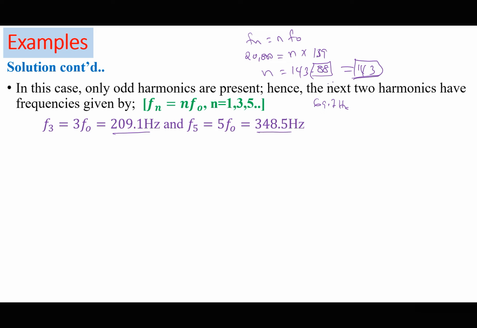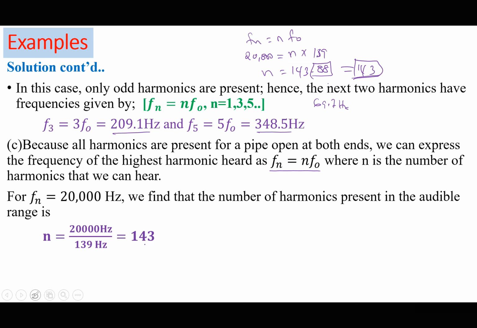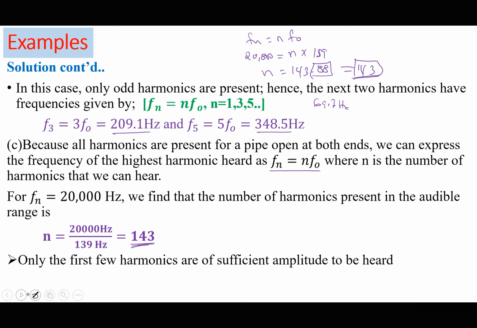So the answer is going to be 143. But of course, only a few harmonics are of sufficient amplitude to be heard by the human ear. So because all harmonics are present for an open pipe at both ends, we can express the frequency of the highest harmonic heard as being Fn equals N F naught, where N is the number of harmonics. And if we try to find the number of harmonics, it is approximately 143. And of course, not all of these harmonics are heard by the human ear. Only a few of them have enough amplitude to be detected by the human ear. Okay.